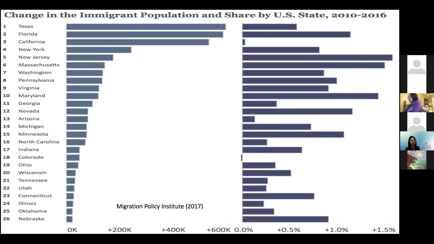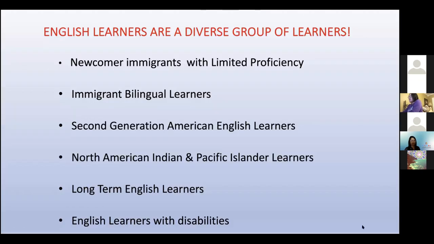So a lot of the principles are going to apply to language learners, period. Not just second language learners, so keep that in mind. English learners are a diverse group. What we know is that they can be newcomer immigrants with limited English proficiency. We can have immigrant bilingual learners, second generation American English learners, North American Indians, long-term ELLs, ELLs with disabilities.